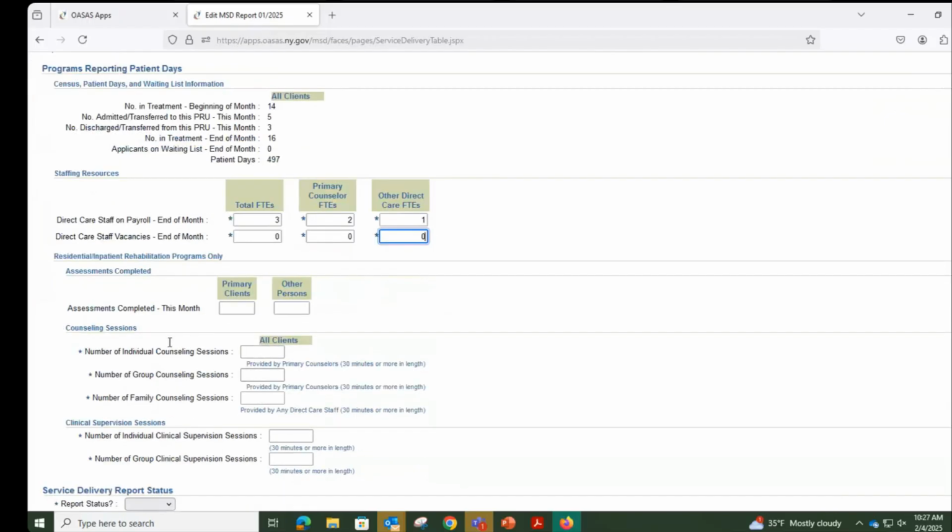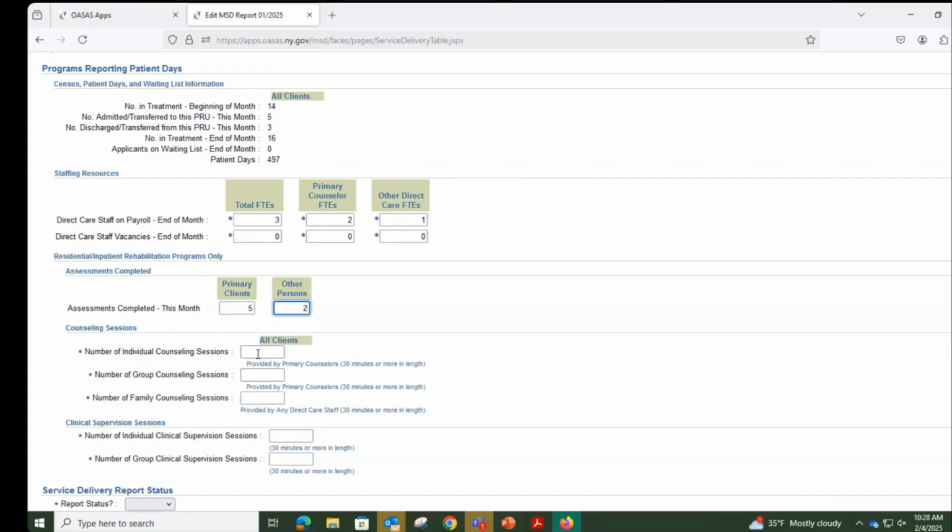Assessments completed. Here we see just the assessments completed. We don't see visits. And this is how many decisions did we make? Primary clients being the individuals that we would admit. So we have 5 came into our program during this month. Other persons are people that we assessed but for some reason did not admit. So we'll say 2.